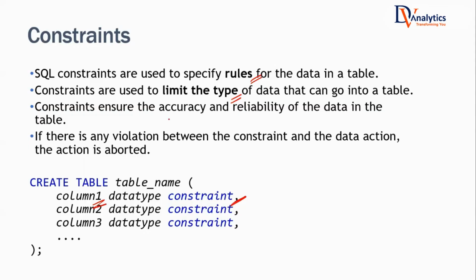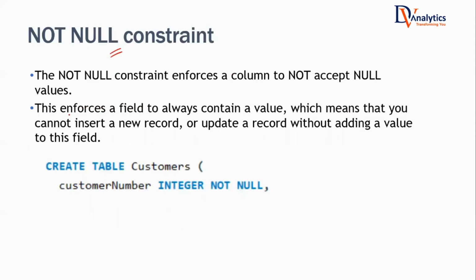One of the most common constraints is the not null constraint. What does this not null constraint do? It means that a particular column cannot take null values. That means it cannot be missing. Simple. Let us suppose somebody is creating a table, this is the required field. That means this particular column cannot go null. It has to be filled. Usually some of the important columns like customer number, customer ID, order ID, product ID cannot be null. Not null means this column will not accept anything null. If somebody tries to give a null value, then this will throw an error. It enforces a field to always contain a value, which means that you cannot insert a new record or update a record without adding a value in this field.